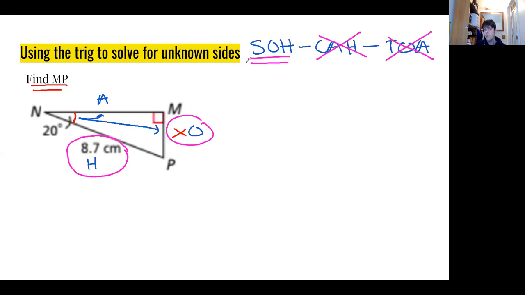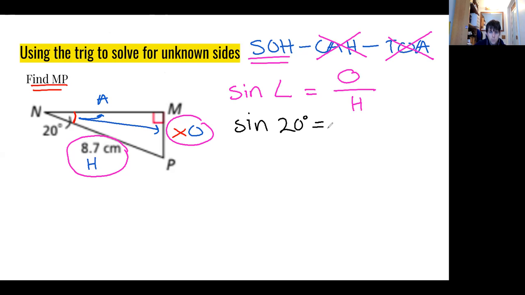Great. So we take this and we set up an equation. So sine of our angle equals opposite over hypotenuse. Let's just plug in the numbers. We have sine of 20 degrees equals the opposite, which is x, divided by the hypotenuse, which is 8.7.